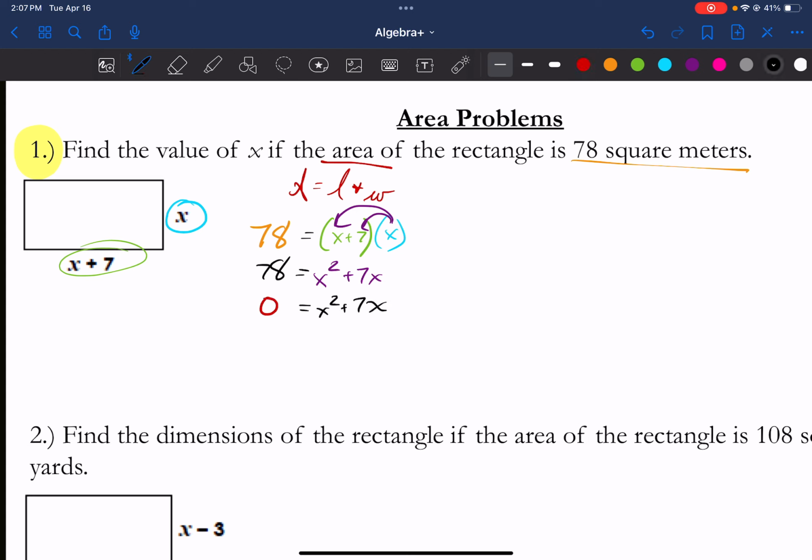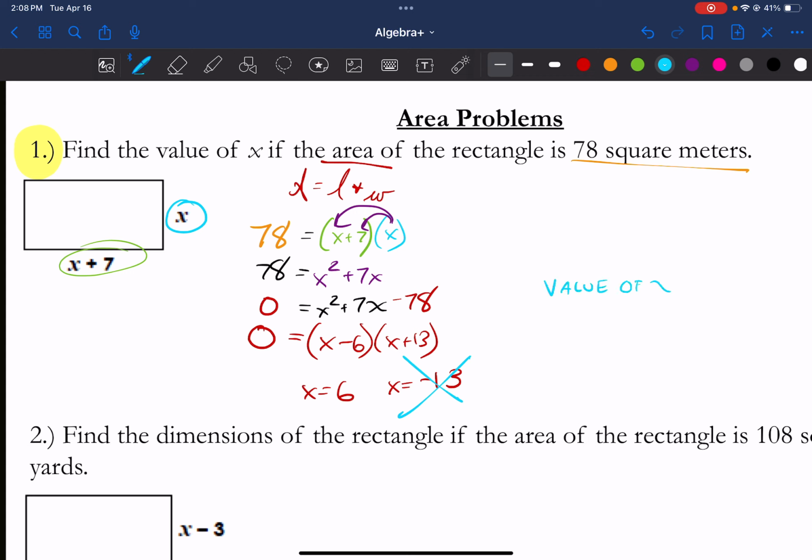So I'm going to bring my c over to the other side. I know that the factors -6 and a positive 13 will work. So x minus 6 and x plus 13 because they sum to a positive 7 and multiply to a negative 78. When I do solve it, I get x equals a positive 6 and x equals a negative 13. It is not possible to have a negative measure, right? That doesn't exist, which means the value of x is going to be 6, and don't forget your label, meters.